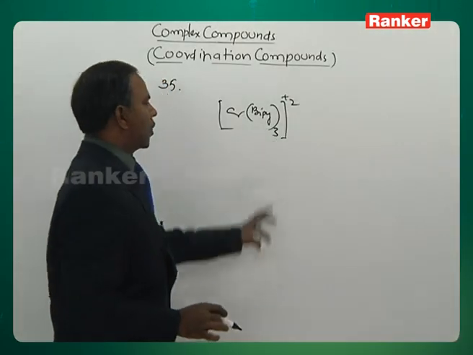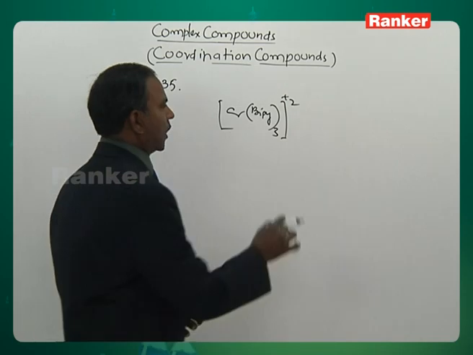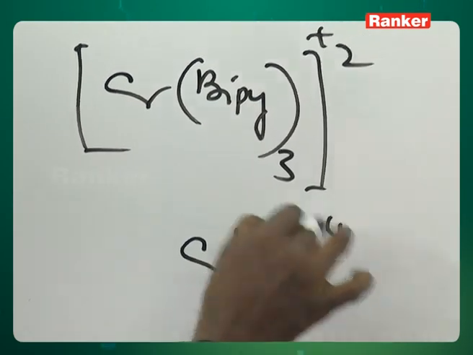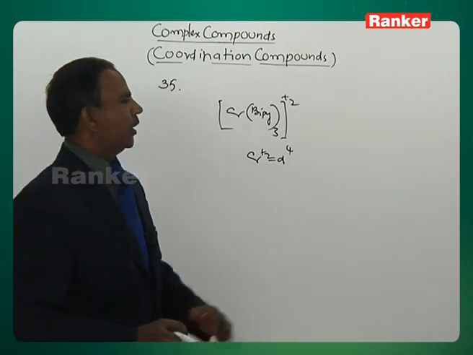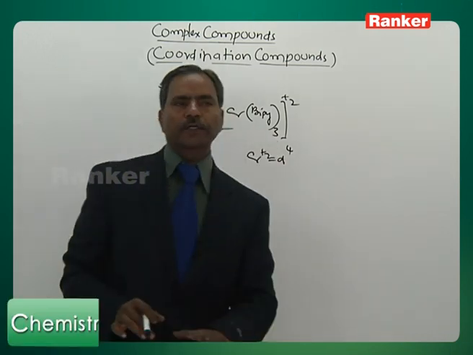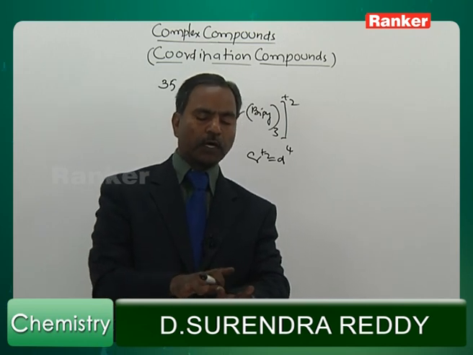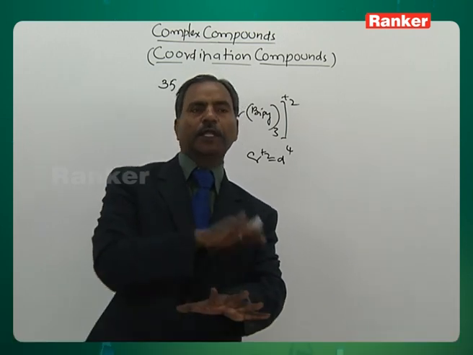Plus 2. Chromium bipy plus 2. The chromium has a plus 2 oxidation number. Chromium plus 2 is what? D4. It is strong field. D4 strong field means 1, 2, 3, 4, 5, but only 4 unpaired electrons are there. One of the electrons is getting paired.